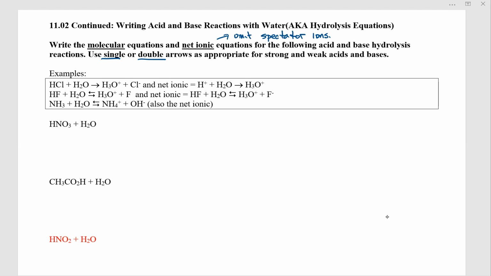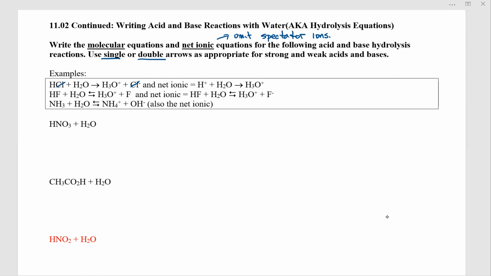First, we have HCl reacting with water. That is a strong acid. So we're going to make hydronium ion and chloride ion. And so our final equation is going to be H+ + H2O makes H3O+, because the chloride ion is a spectator ion. So it ends up being crossed out.